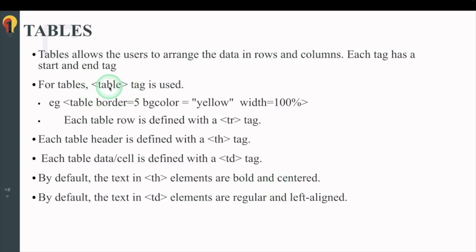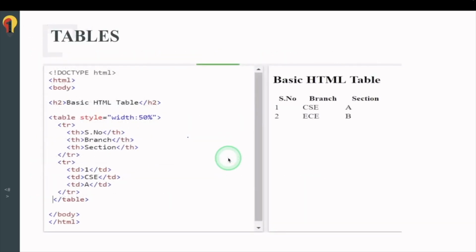First you have a table tag where the table starts. Next you have a table row, which defines the table row. Next, for that we have two types of options to fill in: one is the heading and one is the data. So let's have a quick hands-on session on this to understand tables.